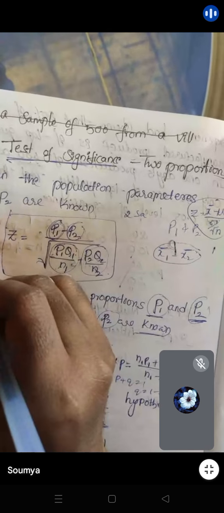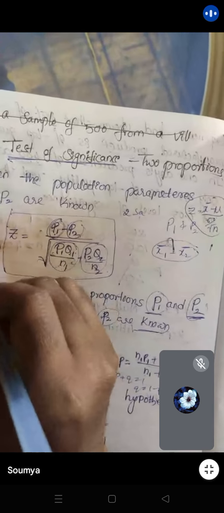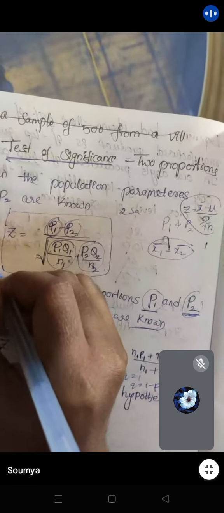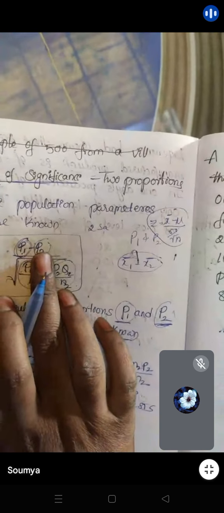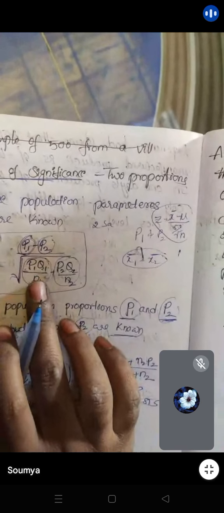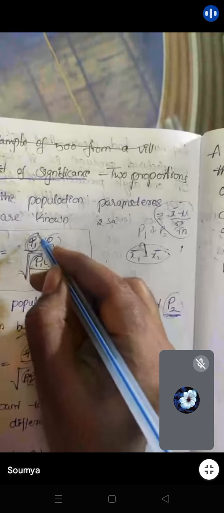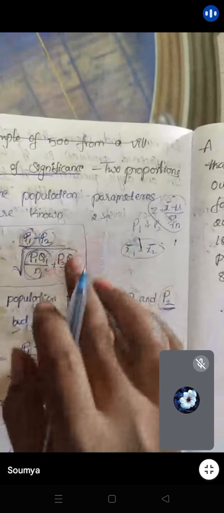Okay, so for sample it will be x1 bar, x2 bar, p1, p2. So for that you have to go for this formula: p1 minus p2 divided by the square root of p1 q1 by n1 plus p2 q2 by n2. What is meant by this? This is the standard error of proportion. That's why we'll go for this.